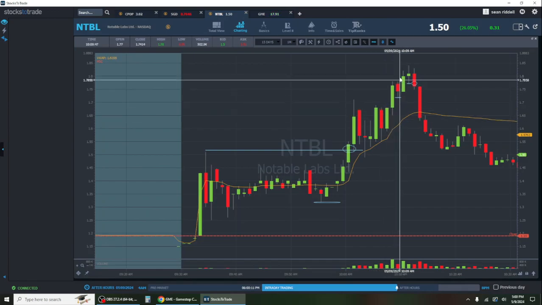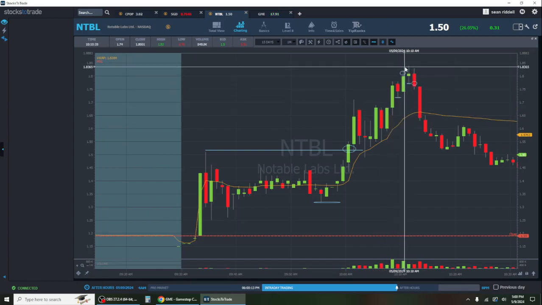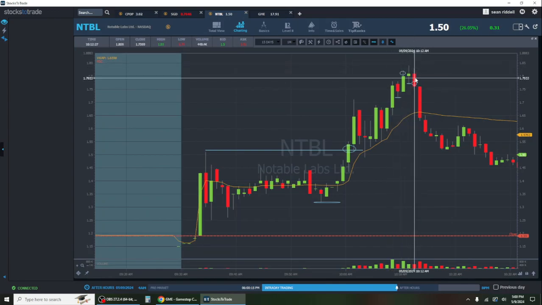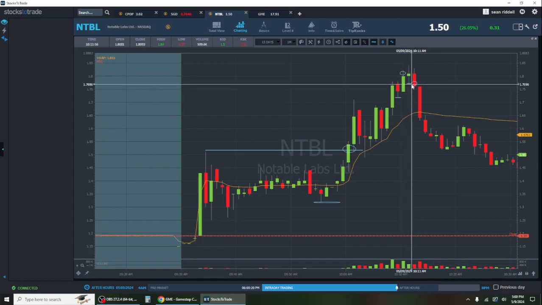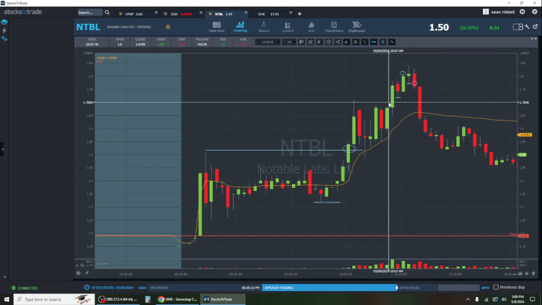You could technically sell it right up here, but what if it held right here and then continued to go? So it's safer, in my opinion, to cut it on the first 1 minute candle to make a new low after that second push.